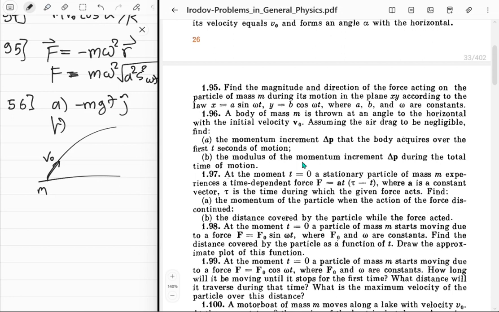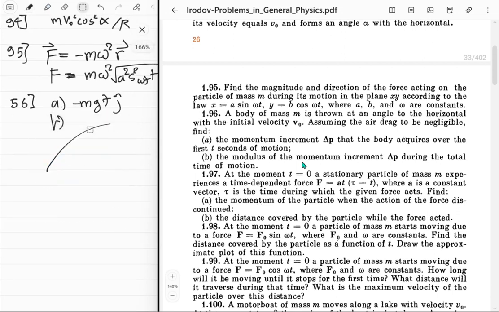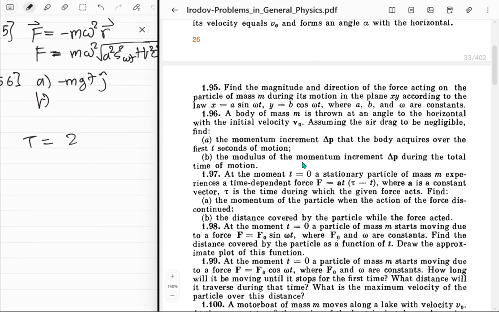And what about b? For b, you will need what the time actually is. t is equal to 2 uy upon g, where uy is v naught sine alpha. Wait, do we have it? We don't have an angle, do we? Oh wait, we don't have an angle? Then how am I supposed to write this? The modulus of the momentum increment during the total time of the motion. I'm not so sure what we are supposed to do.